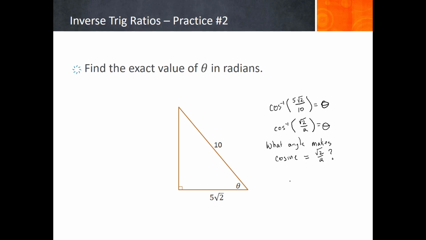Now, again, going back to the unit circle, and we're only dealing with acute angles right now. What angle makes cosine √2 over 2 on the unit circle? We know that angle theta has to be 45 degrees, or if you want to do it in radians, that would be pi/4.